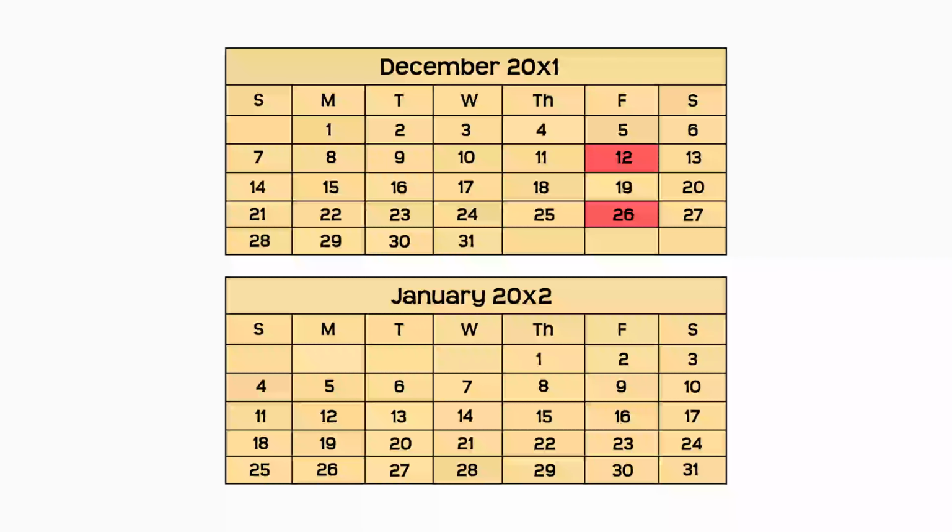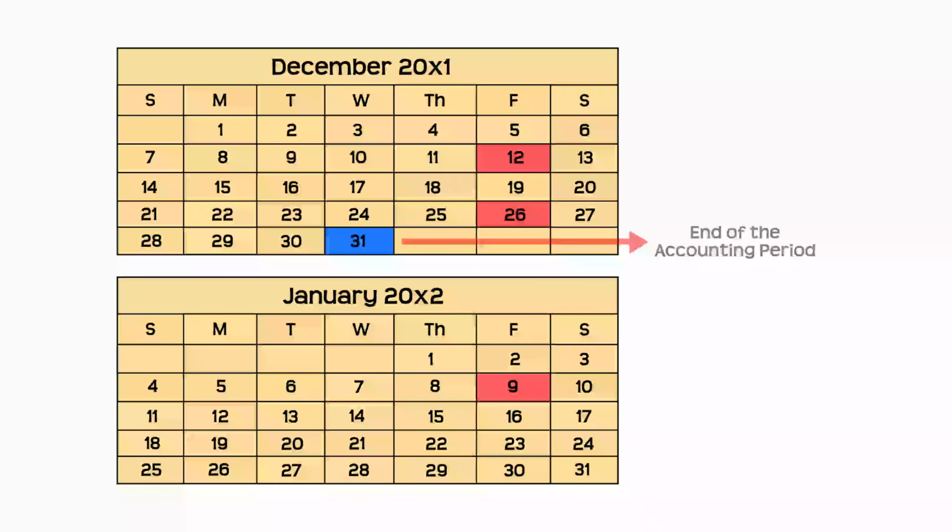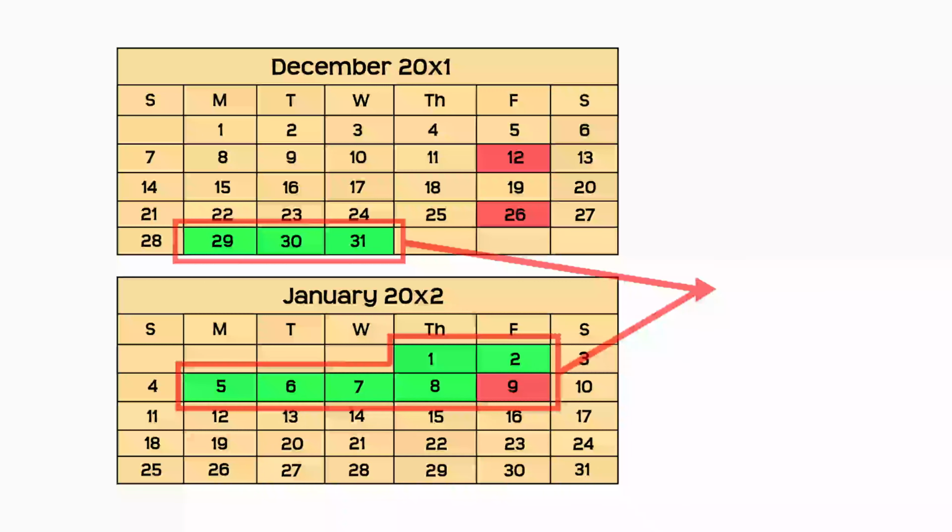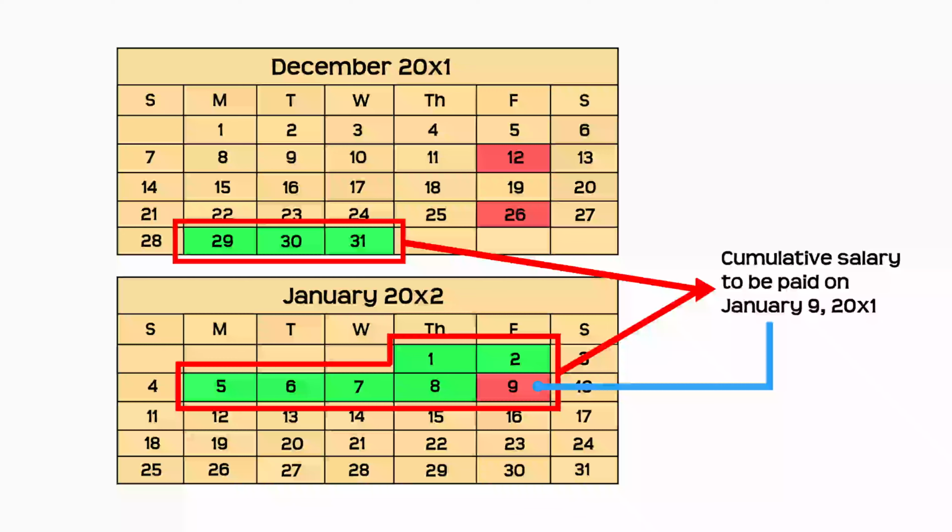If you look at the calendar, the next payday of the employee would be on January 9, 20x2. However, the accounting period of ABC Company ends on December 31, 20x1. This means Sally has worked from December 29 until December 31, but remains unpaid since she will only be paid cumulatively for the 2 weeks on January 9 of the next year.